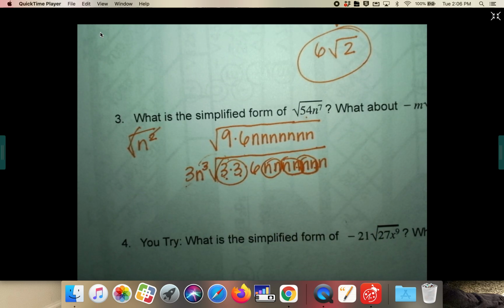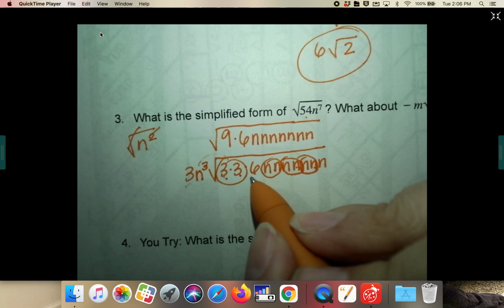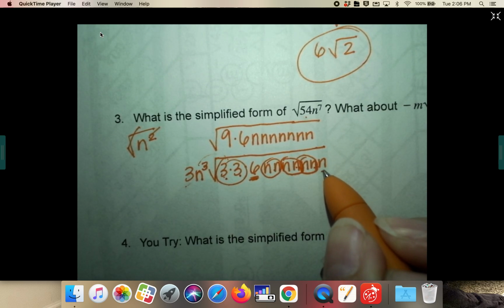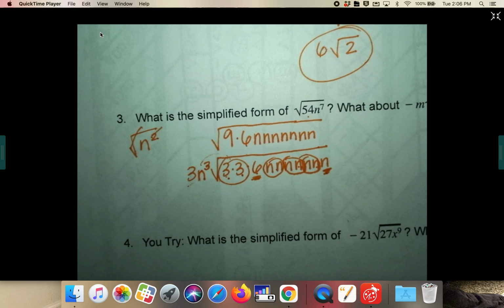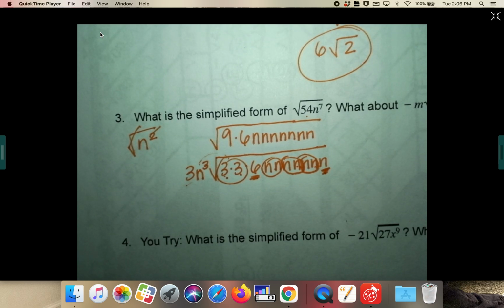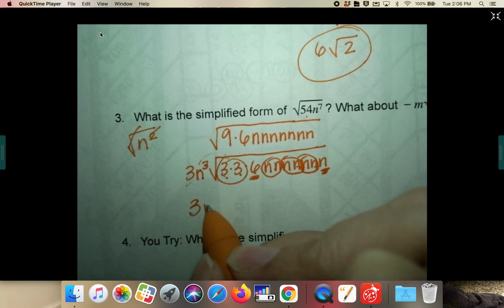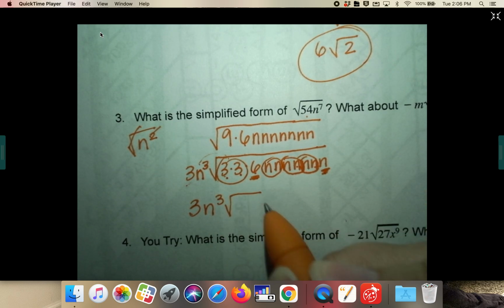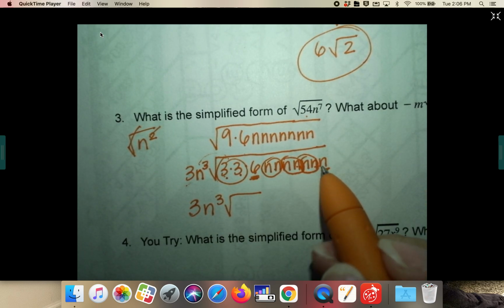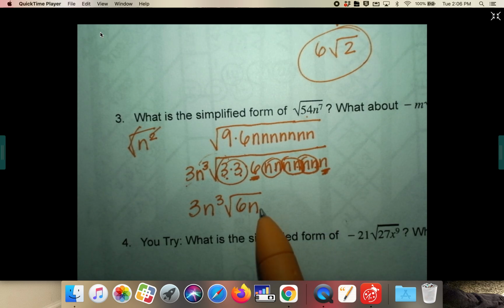Now, who does it leave inside? It leaves the 6 and a lonely n. So those are going to stay inside. So our final answer is 3n cubed times the square root of 6n. Remember, you can't pull that n out because it has to come out square. Like there has to be 2 of them before you can pull 1 out.